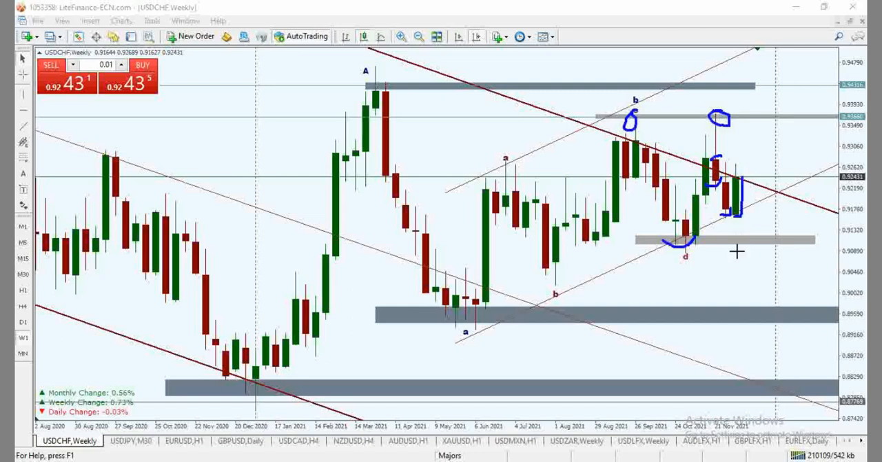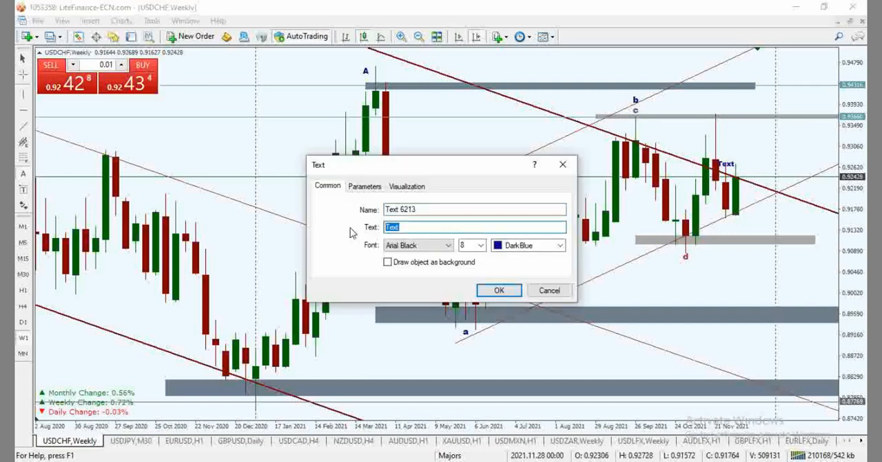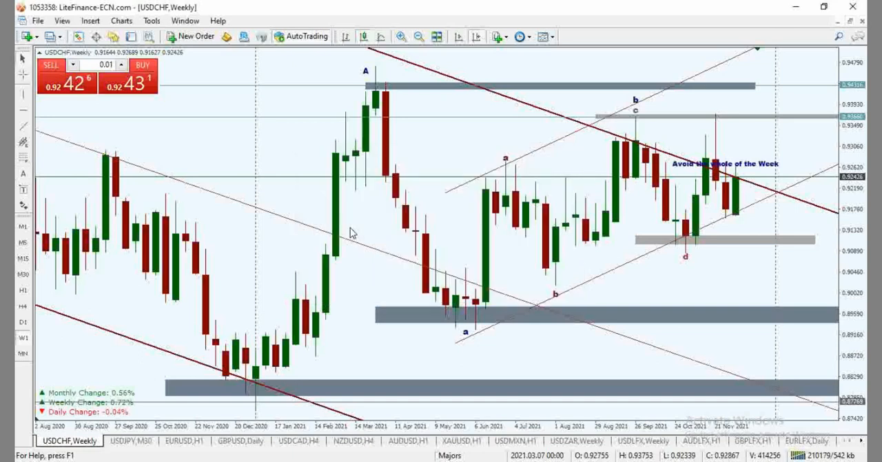What is going to happen for this one here? I'm not going to be looking at taking any trading opportunities or any trade decision for the whole of the week for USD CHF. I'm not going to be trading USD CHF for the whole of the week. So I'm just going to put this up here on my chart: avoid for the whole of the week.